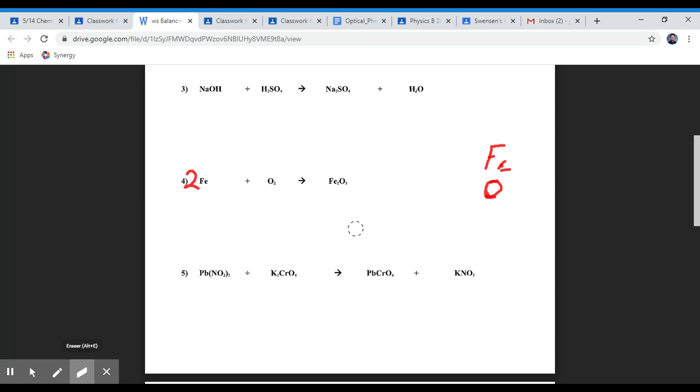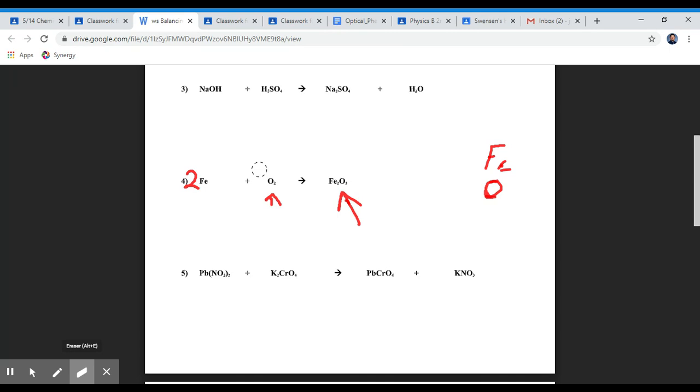But now I look at my oxygens. I have 2 oxygens over here, and I have 3 oxygens over here. Now, you can't put something like 1.5 here, because you can't have 1.5 molecules. So that doesn't work. But what I can do is find, if you remember from math class, a least common multiple of these two. A least common multiple of 2 and 3 would be 6.